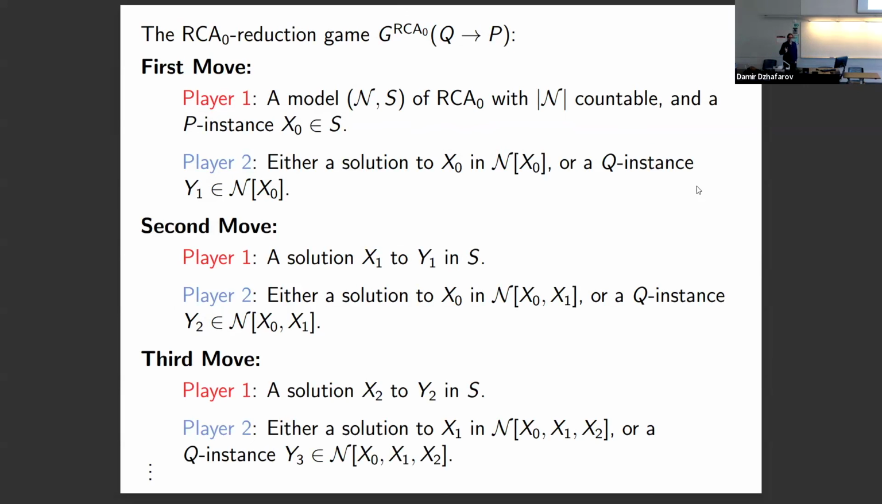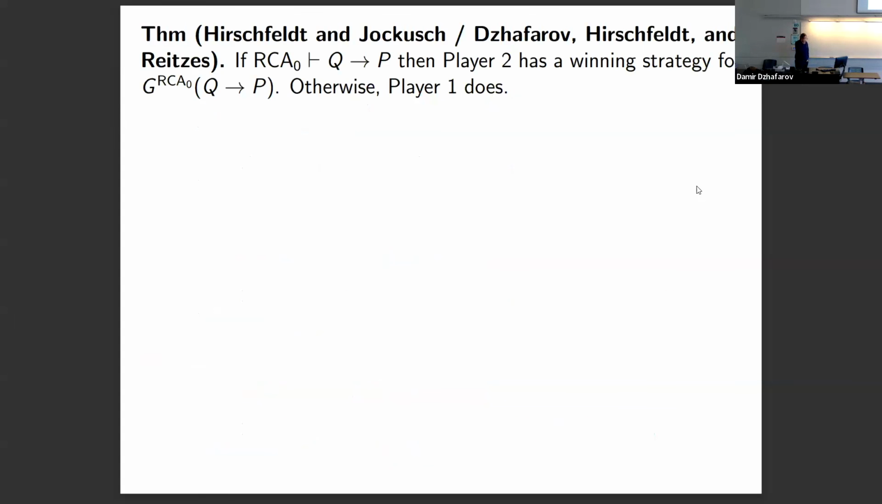So we can define that game and see, what does that game give us? Well, the original game characterized omega reducibility. This game characterizes provability over RCA naught. If RCA naught proves that Q implies P, then player 2 has a winning strategy, otherwise player 1 wins, right? So this is a game characterization of provability over RCA naught.